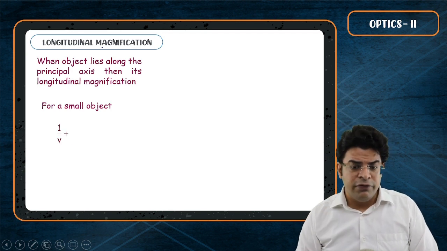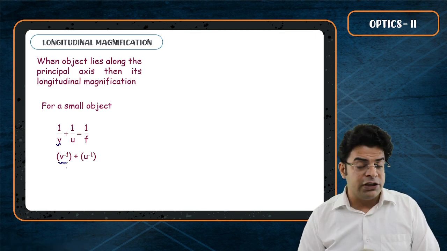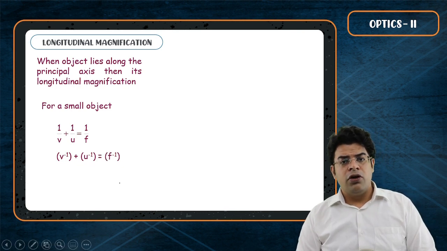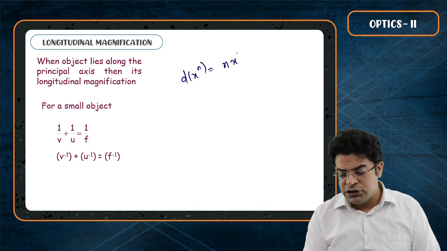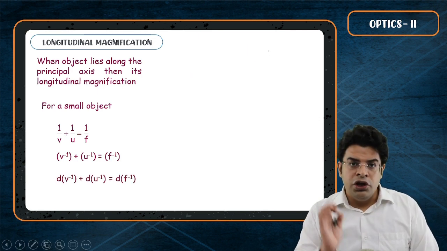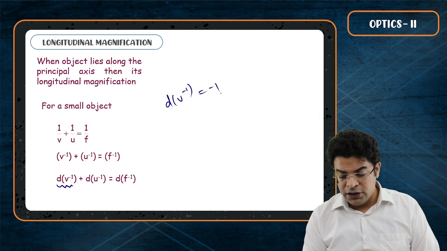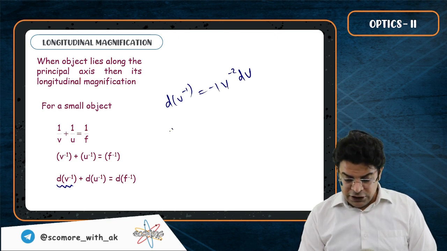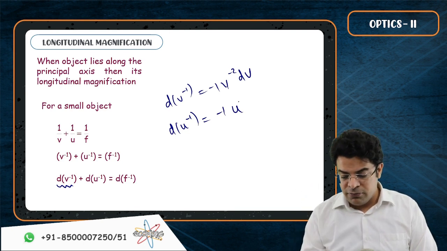From the mirror formula, we know that 1 by v plus 1 by u equals 1 by f. Now we can write this as v raised to the power of minus 1 plus u raised to the power of minus 1 equals f raised to the power of minus 1. Now differentiate each term here. We know that the differentiation of x raised to the power of n is n x raised to the power of n minus 1 into dx. So if you differentiate each term here, the differentiation of v raised to the power of minus 1 will be nothing but minus 1 v raised to the power of minus 1 minus 1, that is minus 2, into dv. The differentiation of u raised to the power of minus 1 will be minus 1 u raised to the power of minus 2 into du.